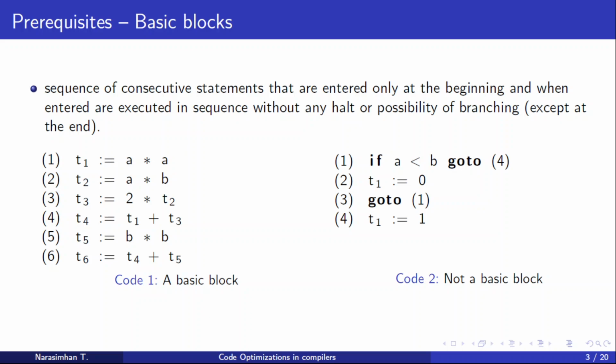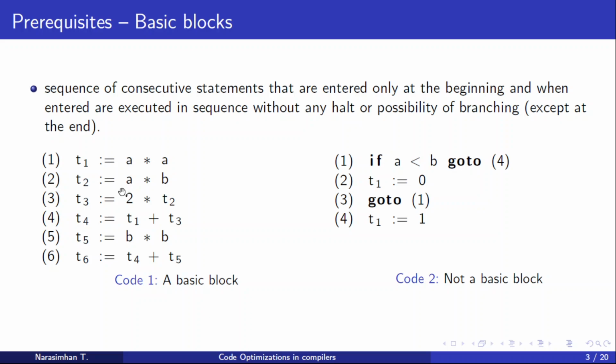So let us take an example and see what the statement says. Code 1 shown here is an example of a basic block. You have 6 statements, T1 to T6. The flow of control can enter at this particular point, and once the flow starts from this point, all the statements T1 to T6 are executed without any stop or branching. Finally, when the last statement T6 is executed, the control gets out. So this is indeed a basic block.